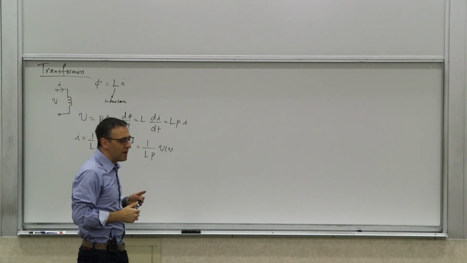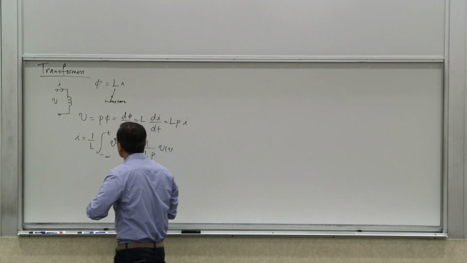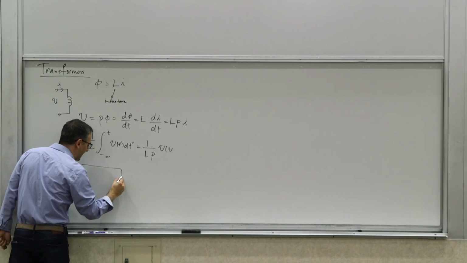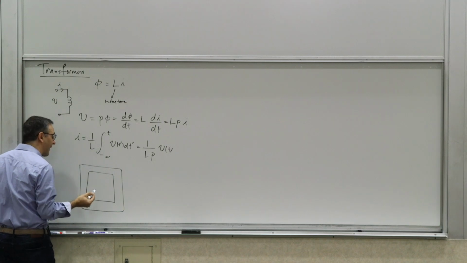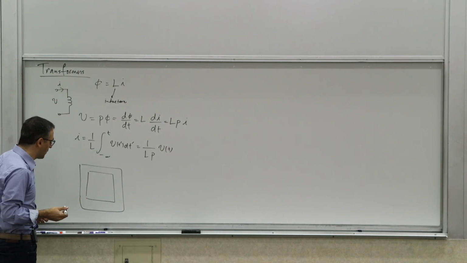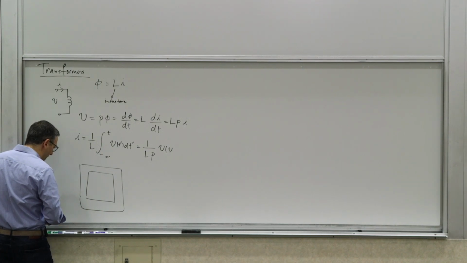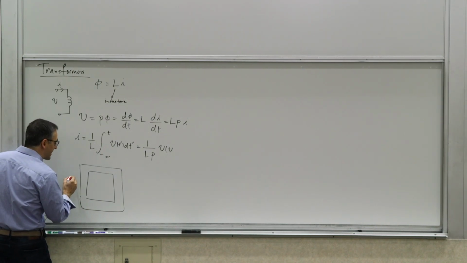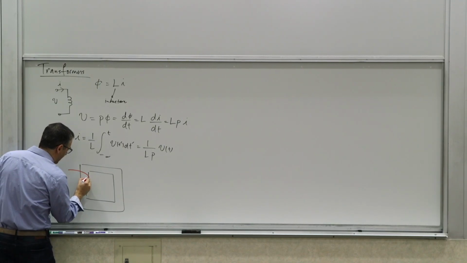Now, how is this really done? If you think about an inductor, there are different ways to make it. One of them is to have some sort of magnetic core. You don't have to have a magnetic core; you can have an air core or any other material. But let's say you have a magnetic core, and then you have a winding on this.